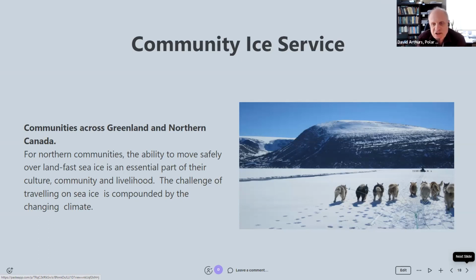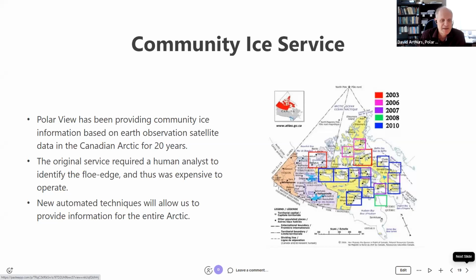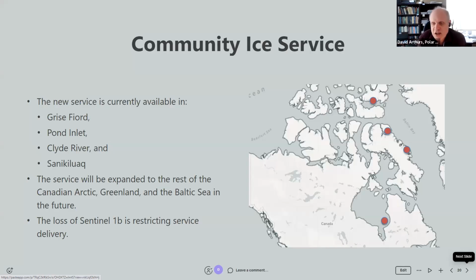Increasingly, climate change means that traditional knowledge isn't as useful as it once was. So we provide this, quote, space age technology to assist. The way we used to do it, we'd have a human analyst look at each satellite image and analyze it. And that was very labor intensive and slow. And of course, that ultimately makes it expensive. So that wasn't really sustainable. So we've now developed some sophisticated data analysis techniques that allows us to automate that process. We're currently using the automated process in 4 communities.